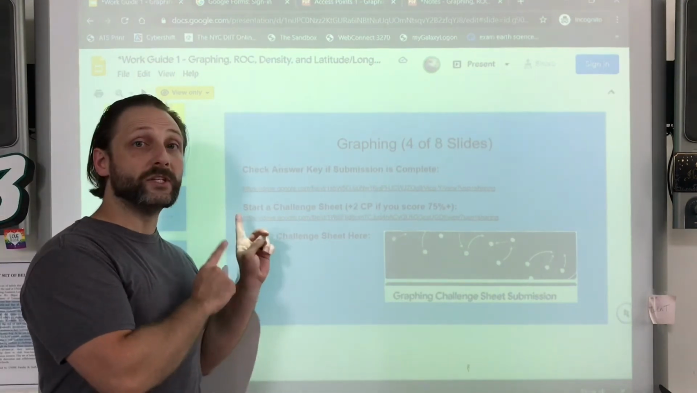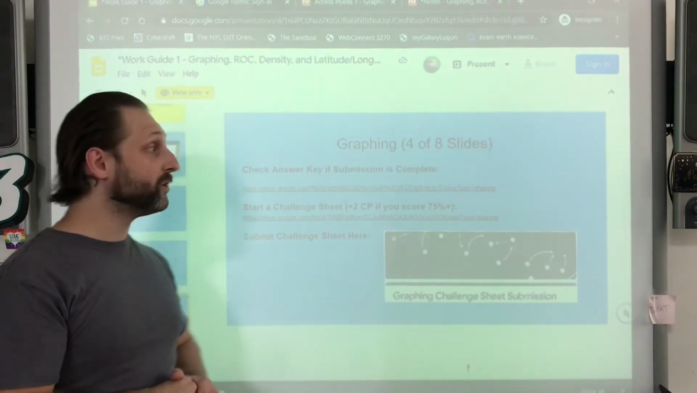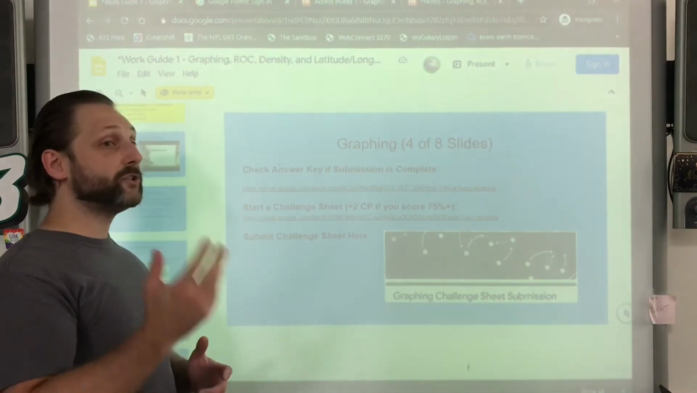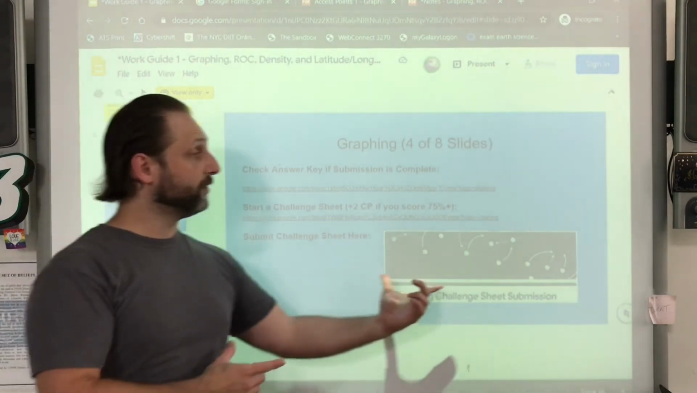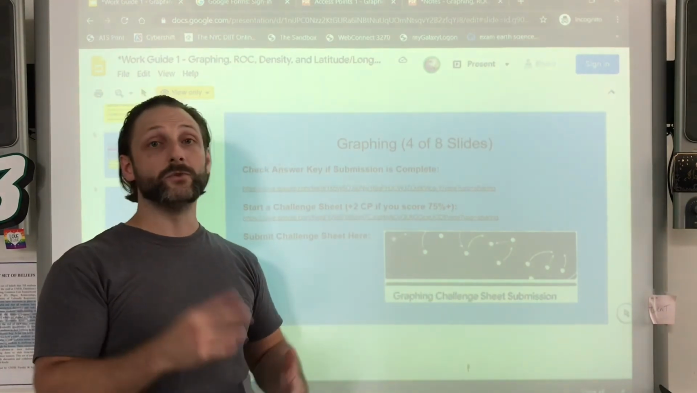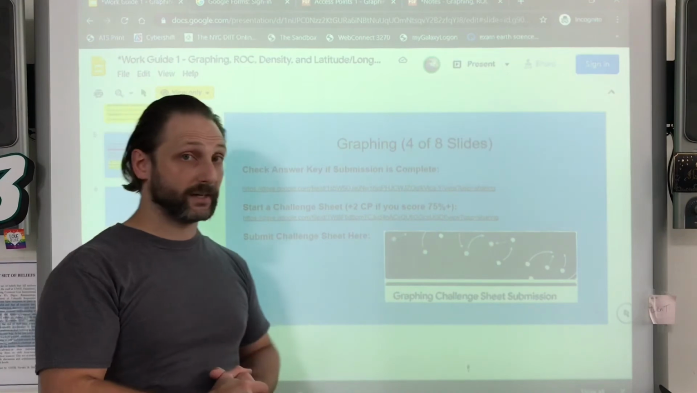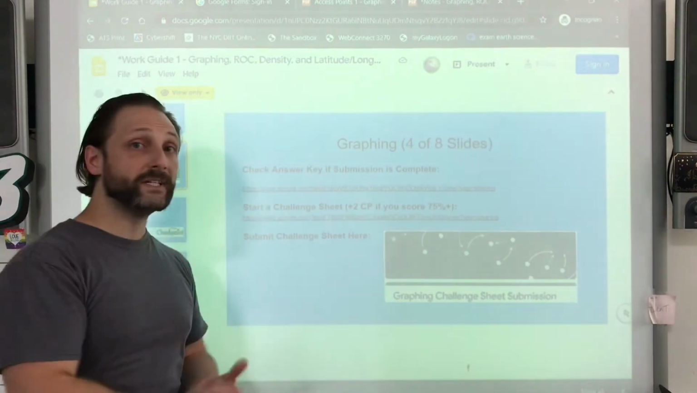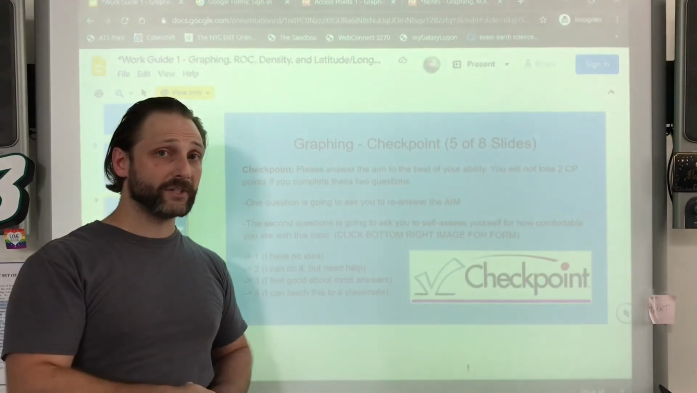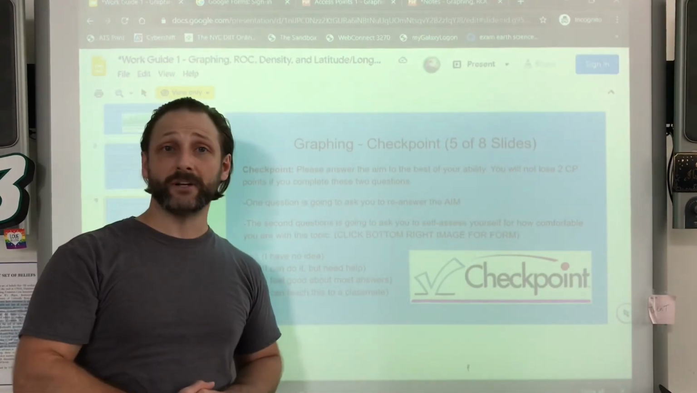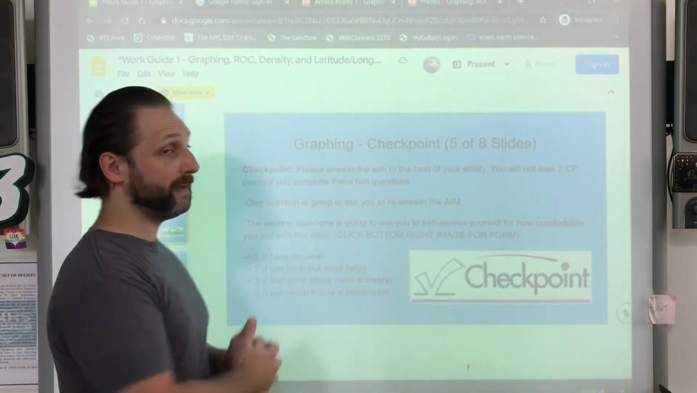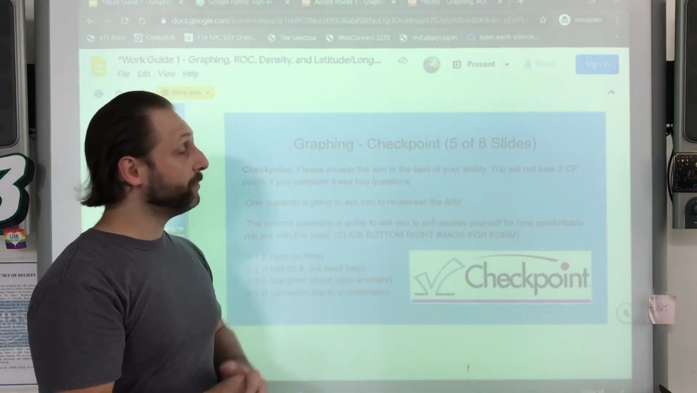As far as the challenge sheet, if you want some bonus points for challenges, you can click this and it will bring you to a challenge sheet of questions, and here's your submission. You can earn up to 2 CP points if you get a 75% or higher on it. Once you've completed that, come back here for your graphing checkpoint. Or if you didn't have enough time to do a challenge question or challenge sheet, come back to here and you will complete the checkpoint.